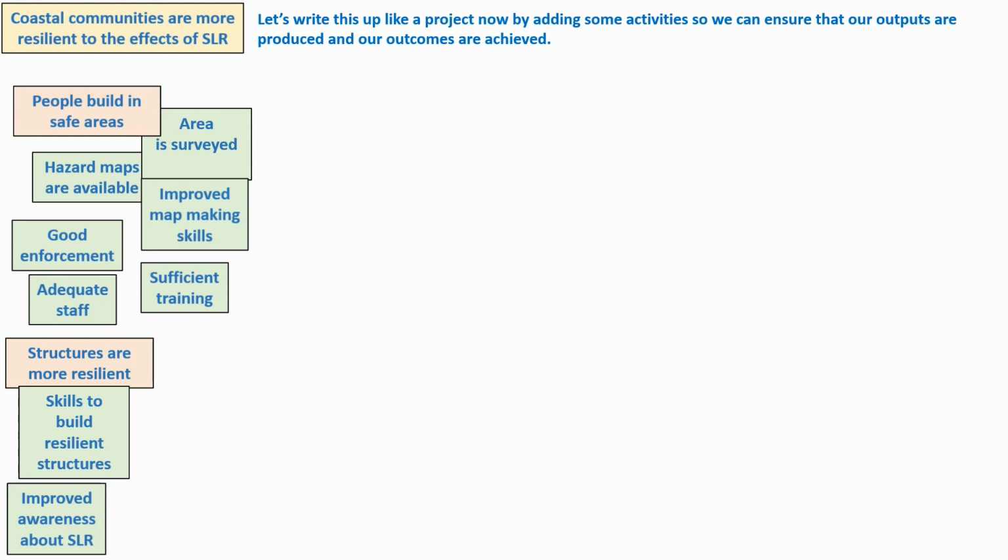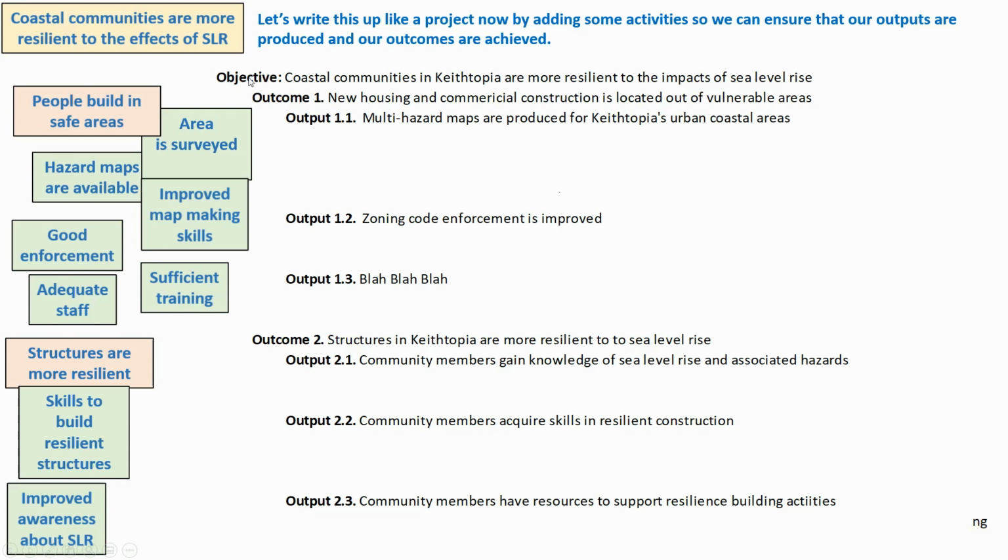So the first thing is up here at the top, our coastal communities are more resilient to the effects of sea level rise. And see, this is our objective. Now we're going to put our objectives up here. And just like our first example, the climate smart agriculture example, we put our outcomes up first. And you can see our outcomes here.